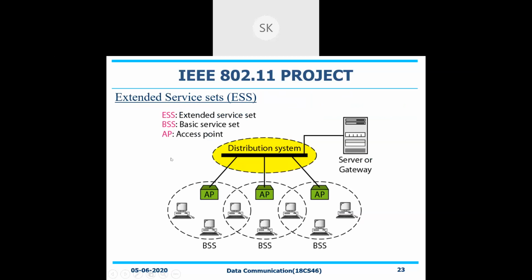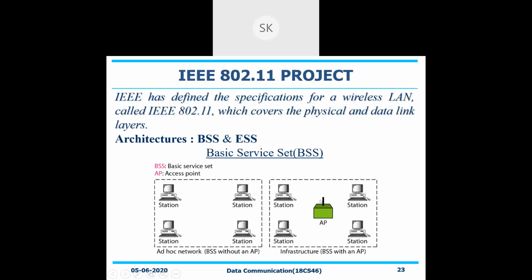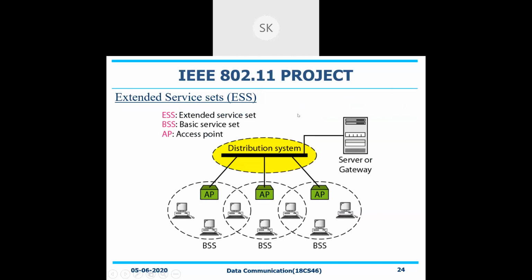That's it. With extended service sets, we'll have certain BSSs in one particular category. Each access point will be connected to a common device called the distributed system, and from that, it is taken care of by the server. So if you combine more than one BSS with an AP, and you have one common network connected to a server, then we call it an extended service set. That's all.